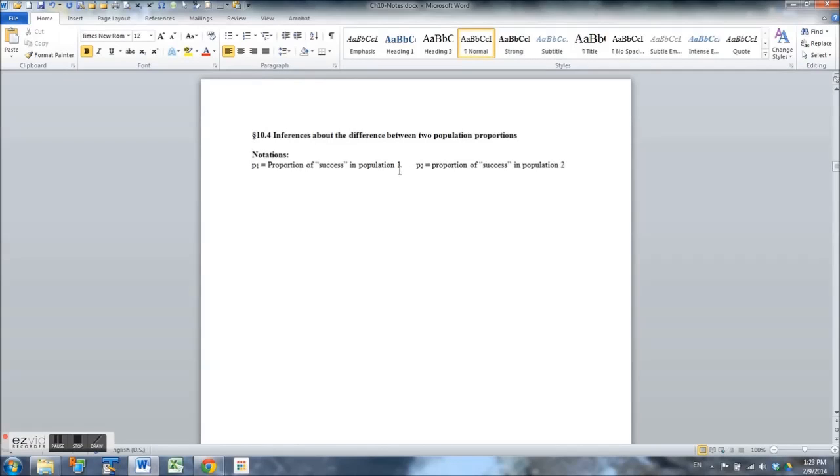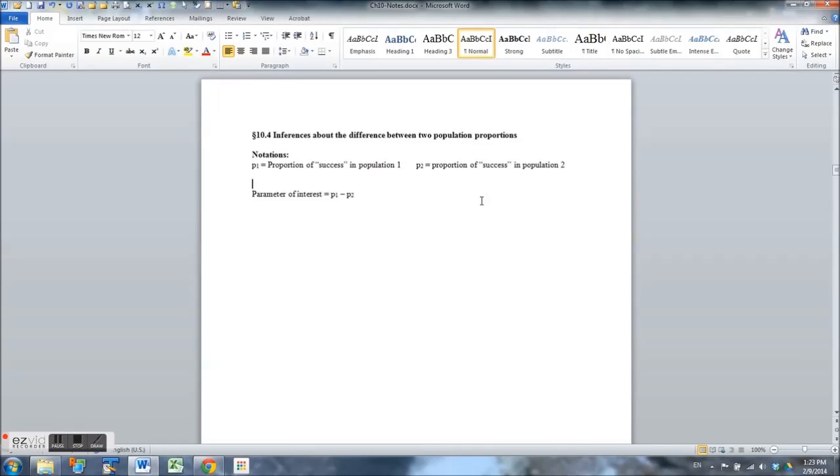So we have the first population, and P sub 1 is the proportion of successes in the first population. So it's either success or failure, binary data, and the second population, the same success, the proportion is P sub 2. So we have P sub 1 from population 1, P sub 2 from population 2. So our parameter of interest is the difference in the two proportions.